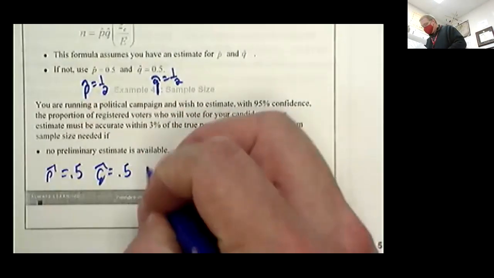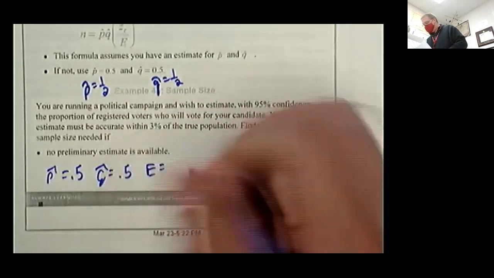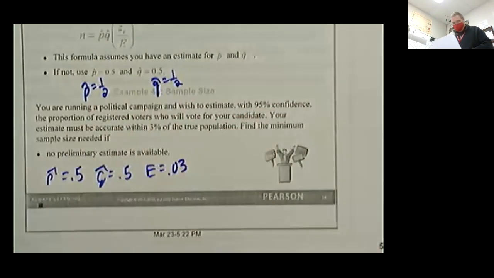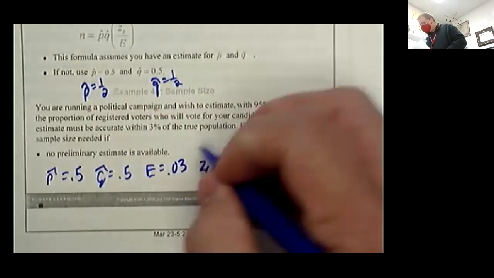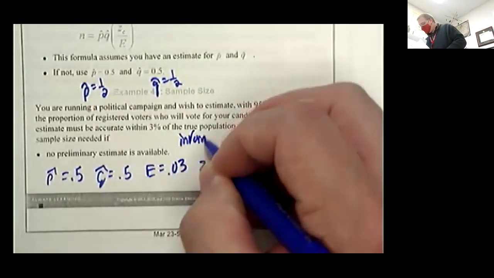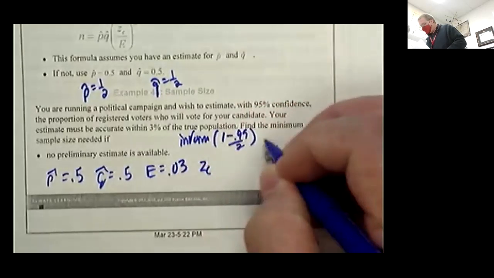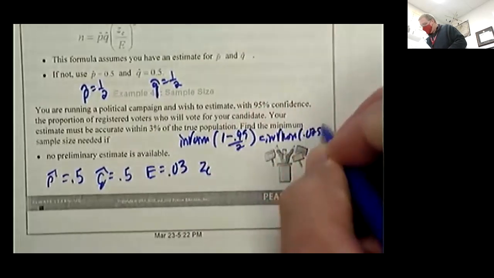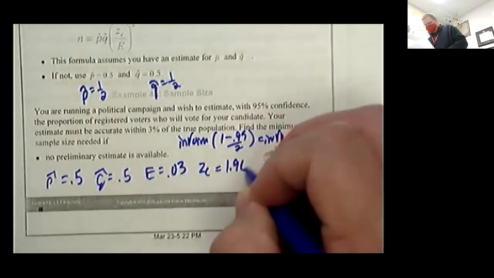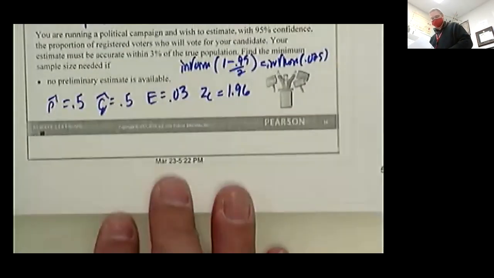We need an error, and our error is how close we want to be. So we're within 3%. That's got to be a decimal, 0.03. And then the last thing we need is a zc score. For 95%, again, we're going to use inverse norm of 1 minus 0.95 over 2, which is inverse norm 0.025. And that's our 1.96.